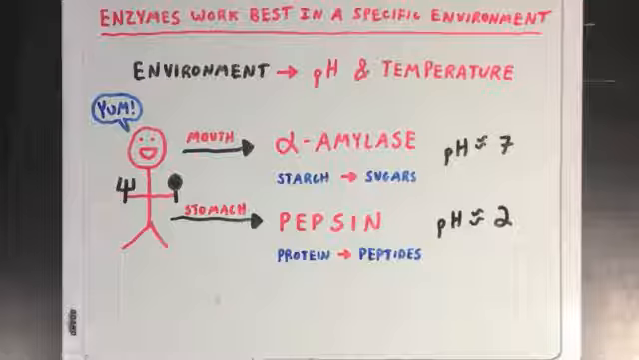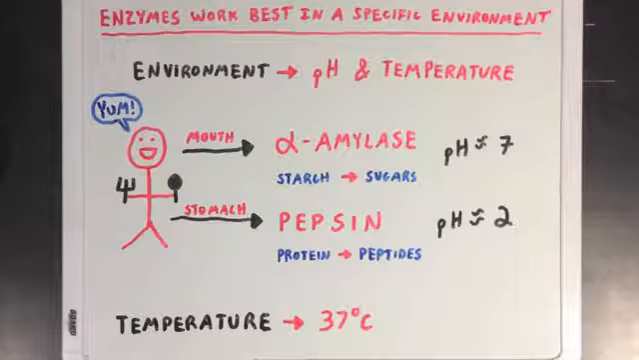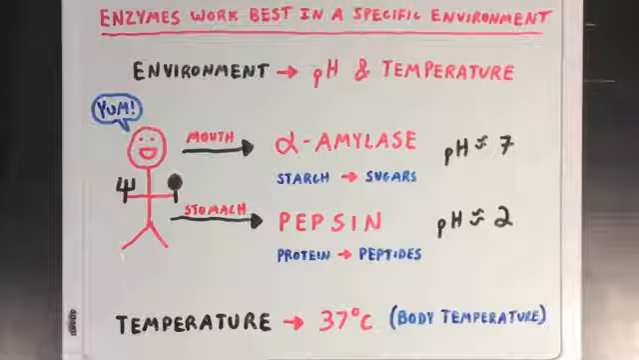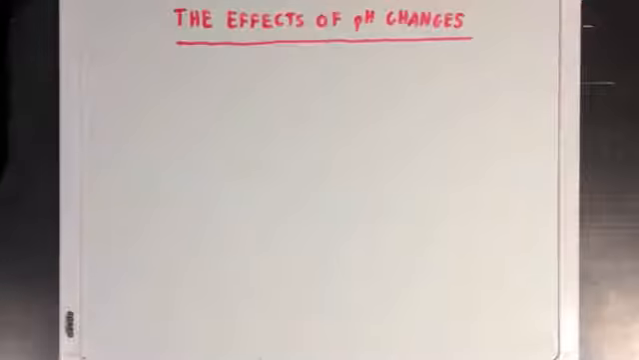Now, in terms of temperature, both of these enzymes typically work at a temperature of around 37 degrees, which is the same as body temperature. But you can see that these two different enzymes are functioning at different environmental conditions. So, what would happen if we took an enzyme and moved it into a different environment?